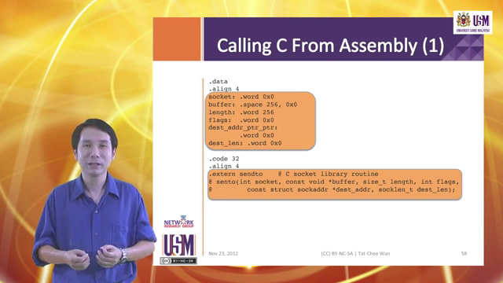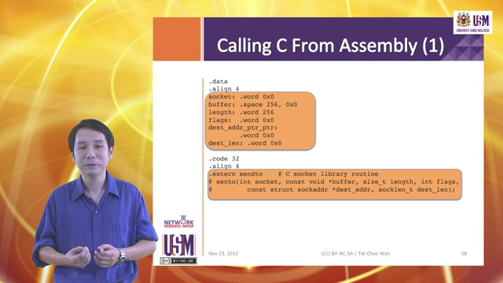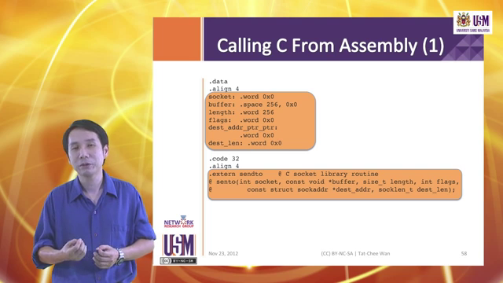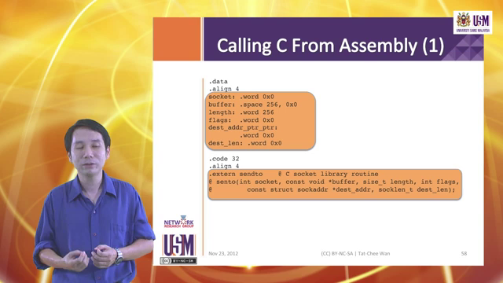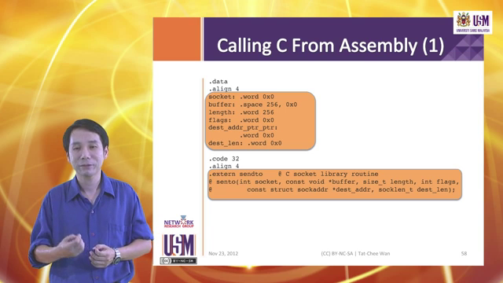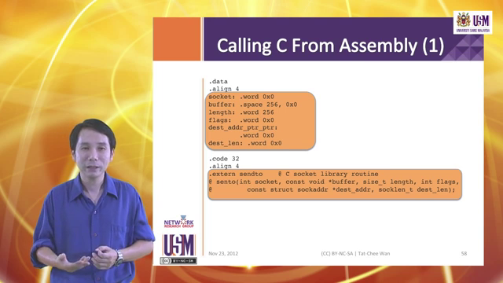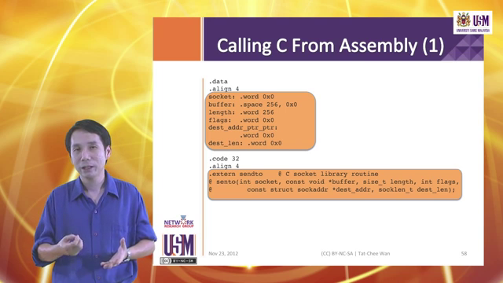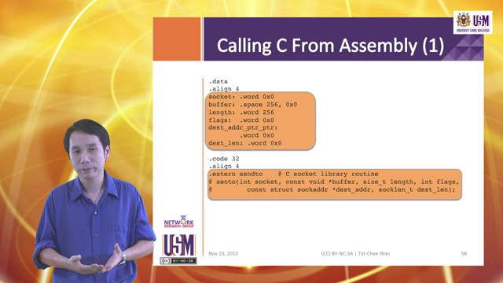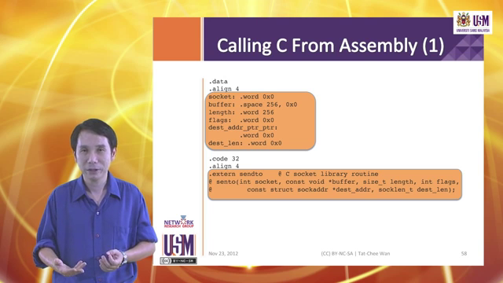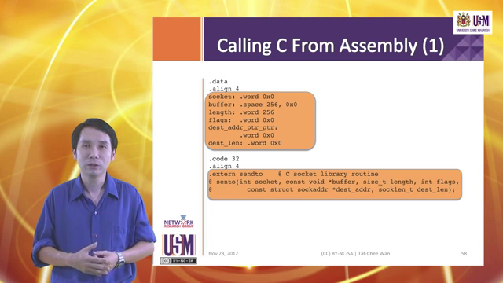To illustrate this of calling C from assembly, we will use a routine called send2. Send2 is a C socket library routine for accessing the network. In this case, the send2 routine requires several arguments that are passed into it, and we will define in memory these arguments as locations at addresses given in the data section, and we see that they correspond to the appropriate parameters that are passed to the send2 routine.